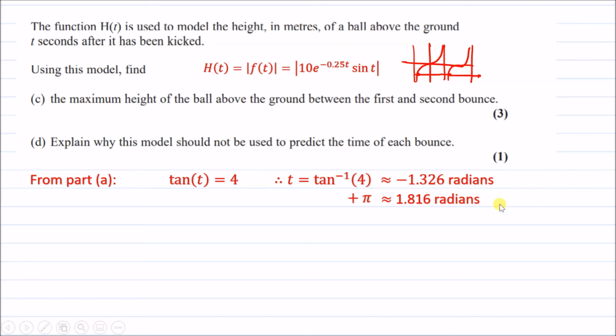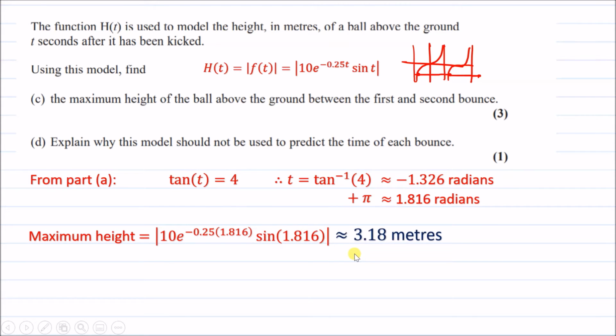Now, you're pretty much done, guys, yeah? All you have to do now is just substitute this value t into this function here. So let's just replace the t with what you need, and then you get a maximum height of 3.18 meters. And that's it.